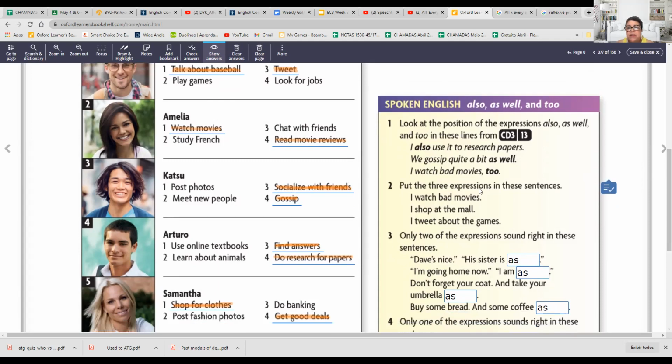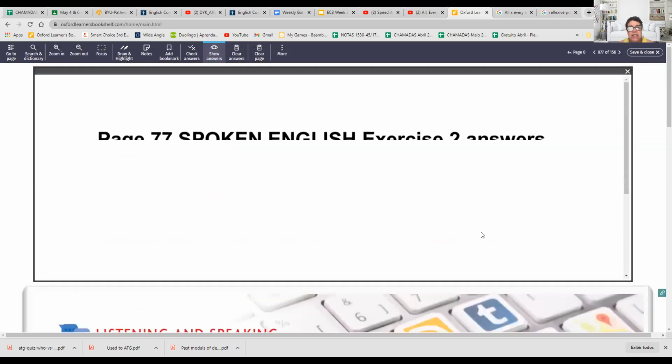Look, put the three expressions in these sentences. So let's see there. I watch bad movies. I shop at the mall. And I tweet about the games. So let's see here. I watch bad movies. And I also shop at the mall. And I tweet about the games as well. Kind of crazy, right? They don't have a connection. They all talk about different things that someone does, right? So let's check out the answers to that one. Let's see how they did it.